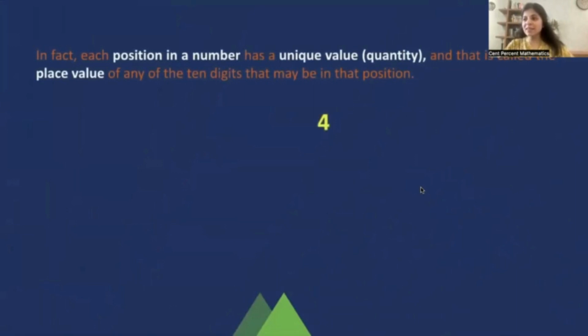Let's visualize this. In the number 54, 4 is occupying the first position and 5 is occupying the second position. And that is unique in itself. We cannot say that 5 is occupying the first position, whereas 4 is occupying the second position. This is all about the positioning of the digits.